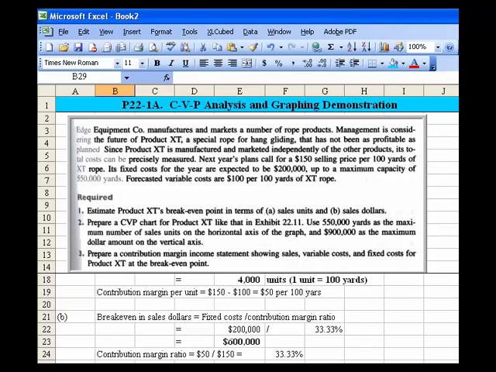Okay, now let's take a look at the second requirement, which is to prepare a CVP chart for product XT, like one shown in the textbook. Use 550,000 yards as the maximum number of sales units on the horizontal axis, and 900,000 is the maximum dollar amount on the vertical axis.